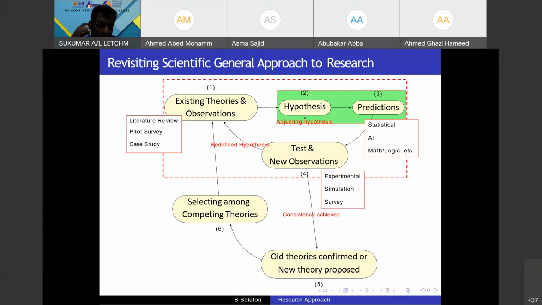Okay, so basically, if you look at this diagram, this is how you look at them: where you are going to find your existing theory or observation. Obviously, you're going to look at the literature review, and you might go for a pilot survey. You want to get a small data set, maybe from the people around you. A pilot normally means a small set. Then only you go further and do a complete one.